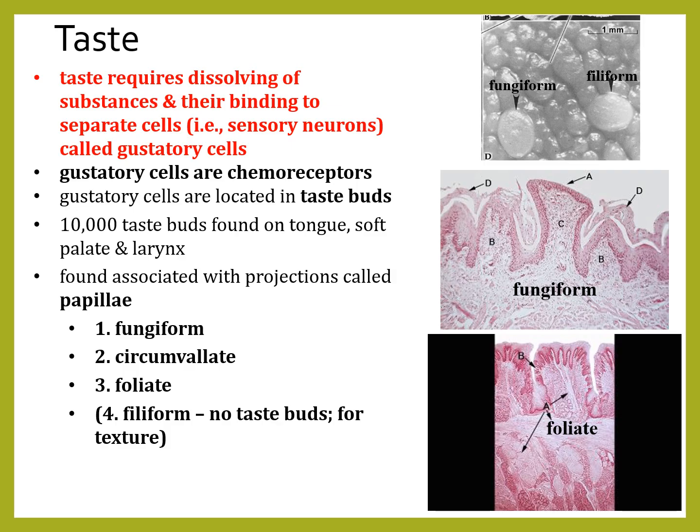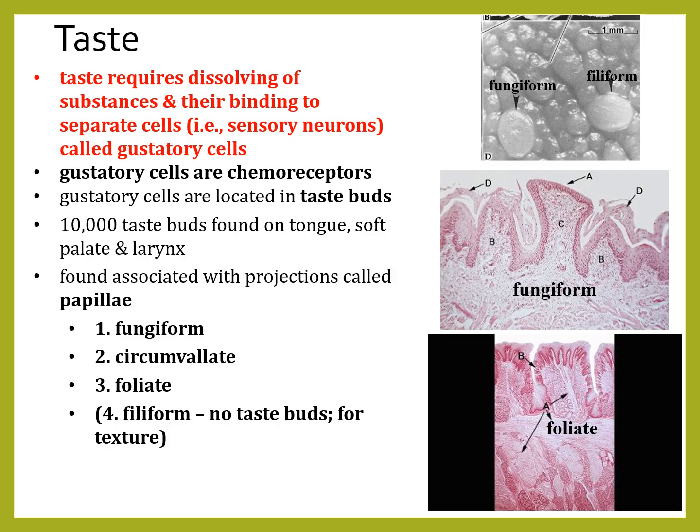We're going to see that our gustatory cells are classified as chemoreceptors. They are capable of binding chemicals which are dissolved in a fluid called saliva. Gustatory cells are specifically located in structures known as taste buds. We have about 10,000 taste buds found on the surface of our tongue, the soft palate, and even down as far as our larynx. Although I would say if you're tasting something by taste buds in your larynx, you have a big problem. You're choking.